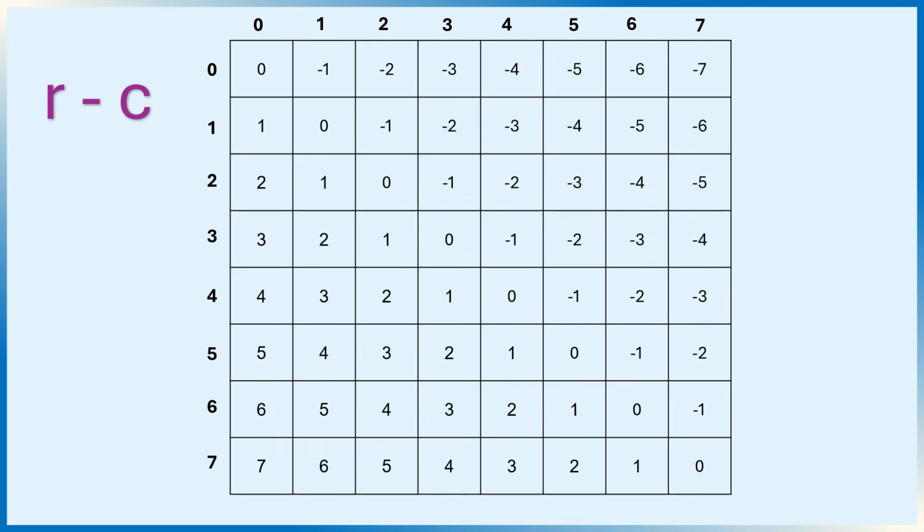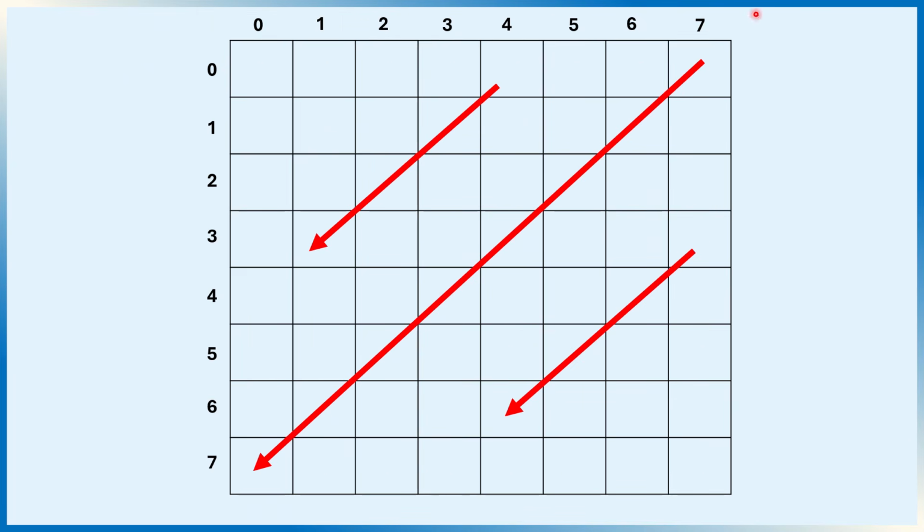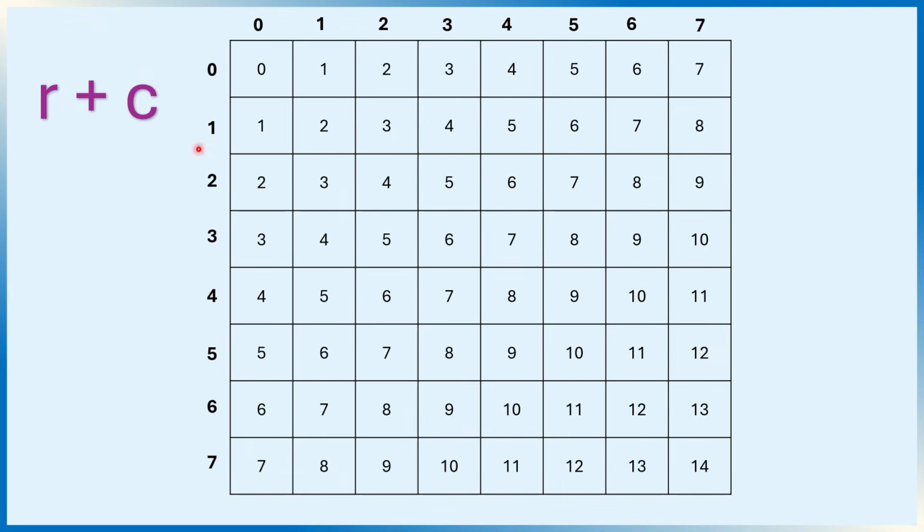Similarly, when we check those diagonals, and we calculate the addition of the row and the column, we also get a unique number for each of those diagonals. Okay, let's use it to our advantage.